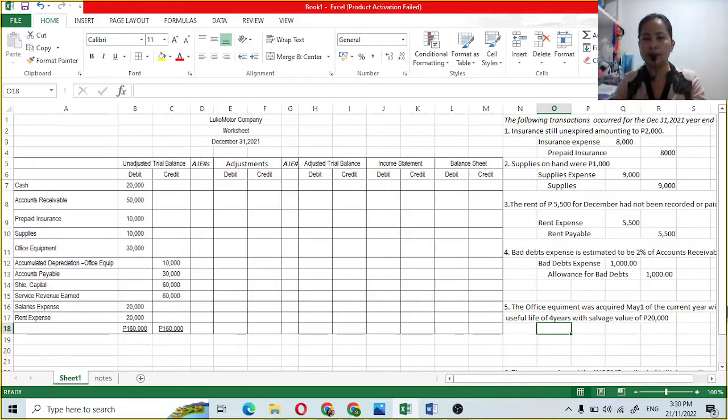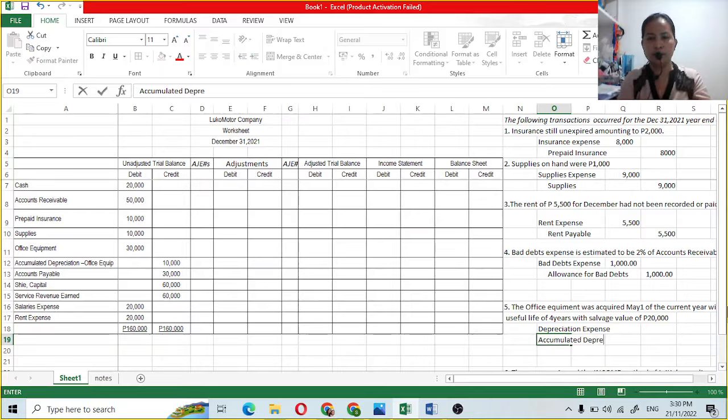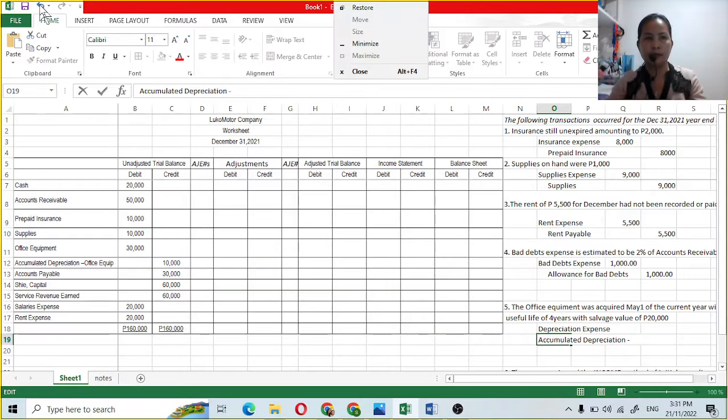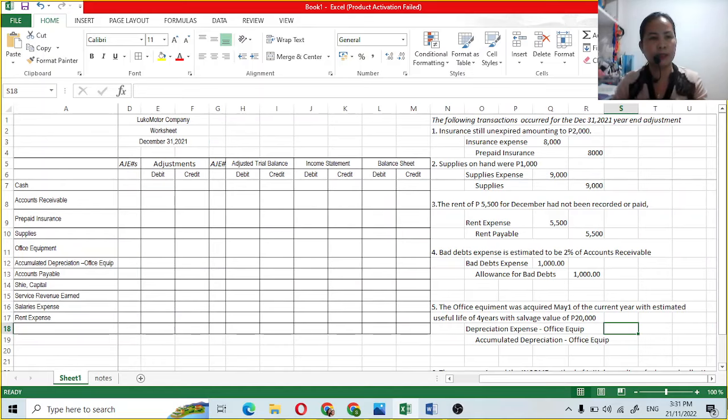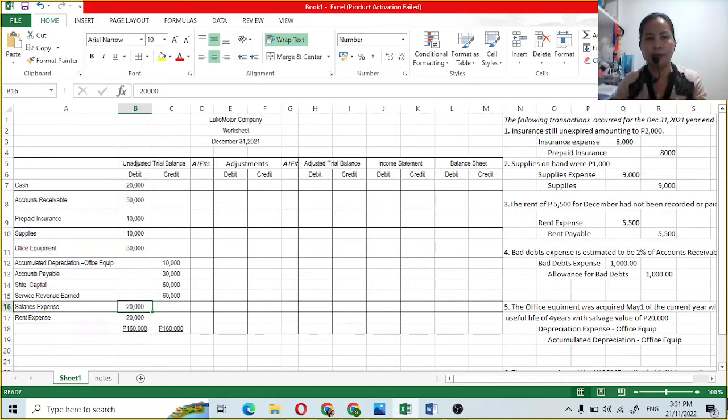And then, i-compute natin. No? So, debit muna. Debit depreciation expense. And then, credit accumulated depreciation. Okay. Office equipment. So, same thing. Office equipment. Then, sa taas. Okay. Control C lang. X ang napindot ko. Okay. So, amounting to magkano? So, that's magkano yung office equipment? 30,000.